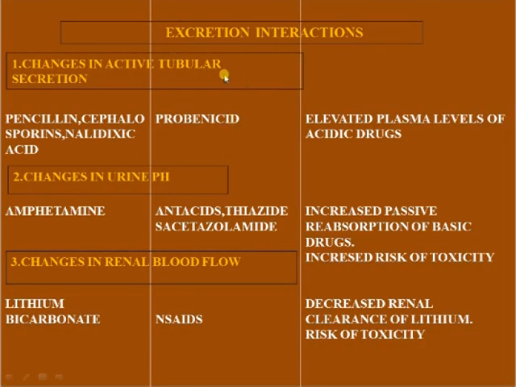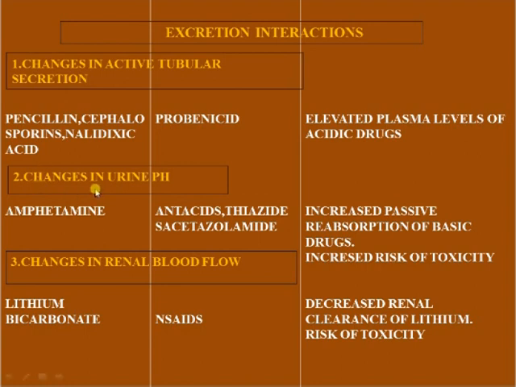So, examples of excretion interactions. The first one is changes in active tubular secretion. There is a drug called probenecid which actively inhibits secretion of penicillin, and which gives rise to elevated plasma levels of these drugs. So it is a kind of drug interaction, of course useful on our side, because then penicillin can remain in the body for a long time and have a lot of positive impact on the body.